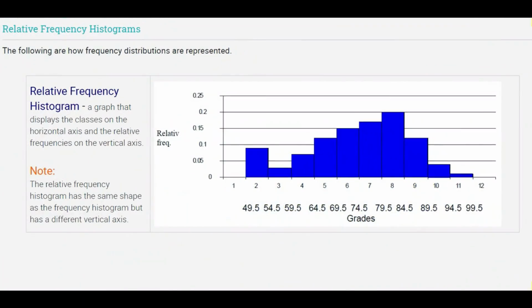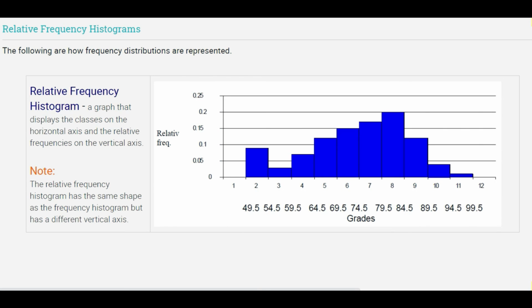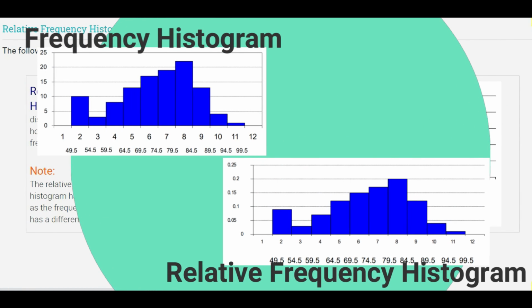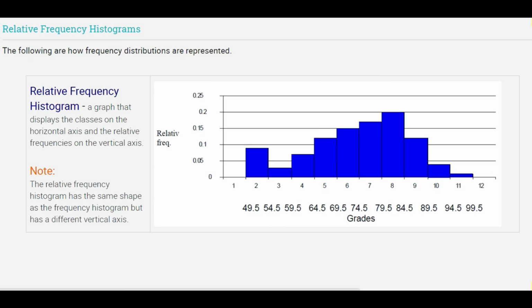Next we have the relative frequency histogram. This is a graph that displays the classes on the horizontal axis and the relative frequencies on the vertical axis. Set up first the class boundaries here and then the relative frequencies here in the vertical axis. Remember, the relative frequency histogram has the same shape as the frequency histogram but has a different vertical axis. The main difference between the frequency histogram and the relative frequency histogram is their input values along the vertical axis.